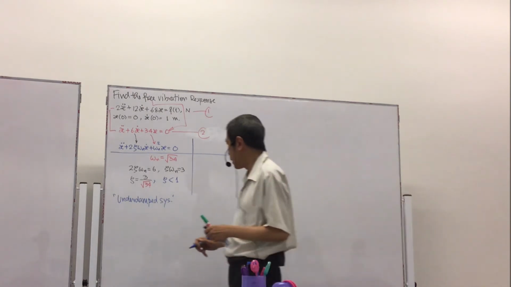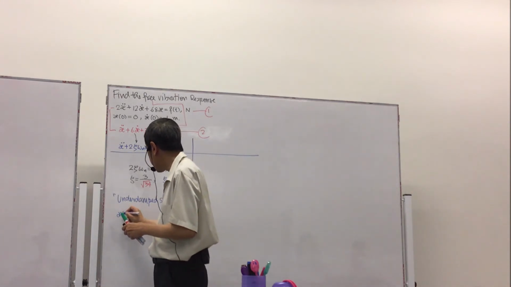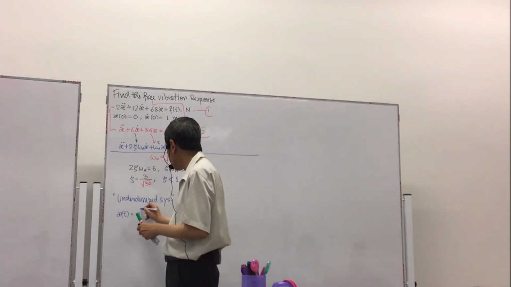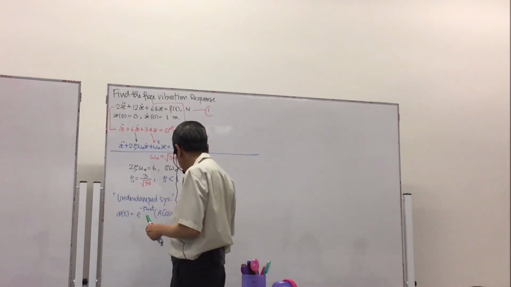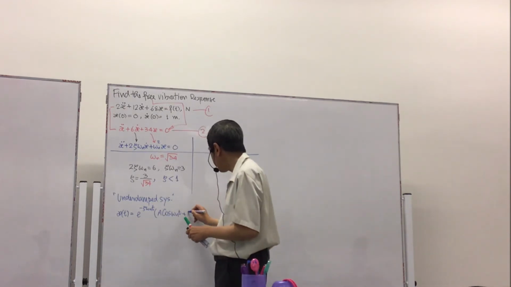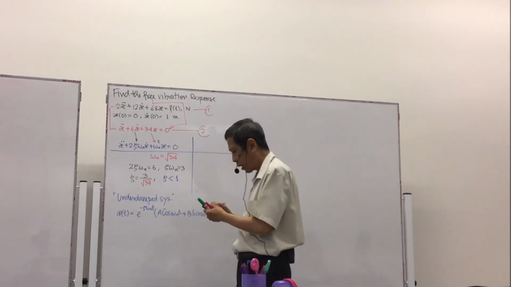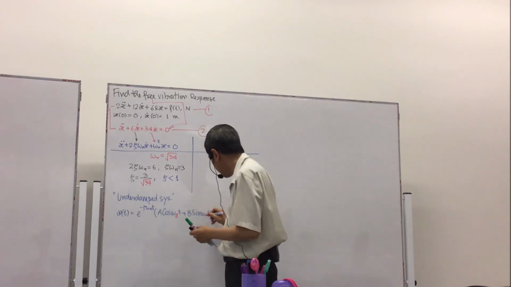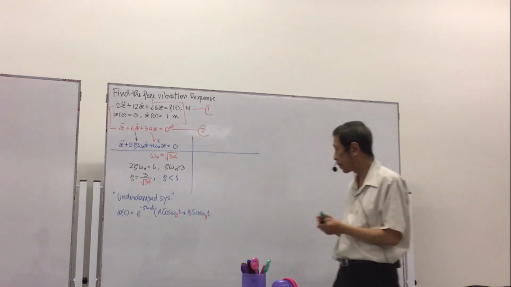And when we know that it is underdamped, the free vibration response is in the form of e to the minus zeta omega sub n t, A cosine omega sub d t plus B sine omega sub d t. I wrote it wrong here. This has to be omega sub d, the damped natural frequency.